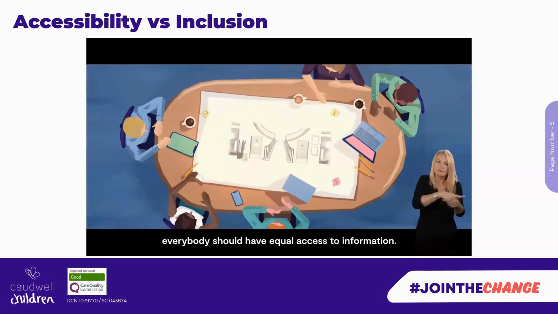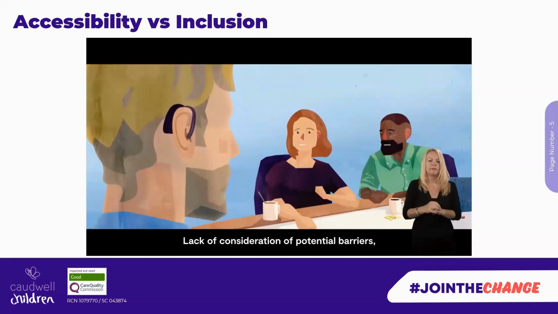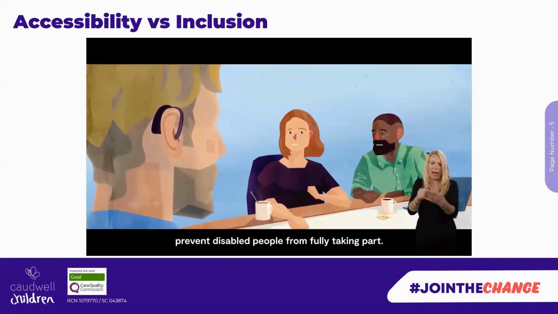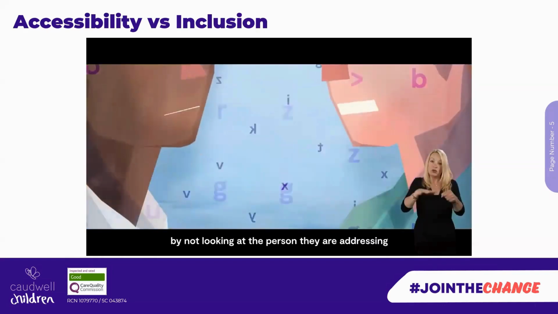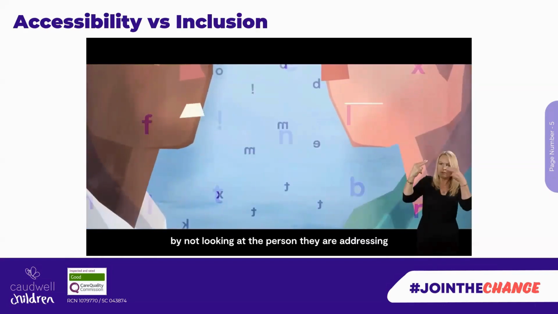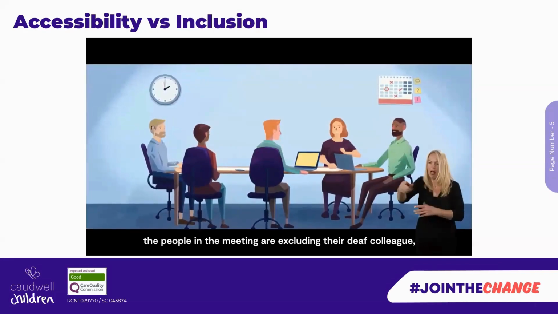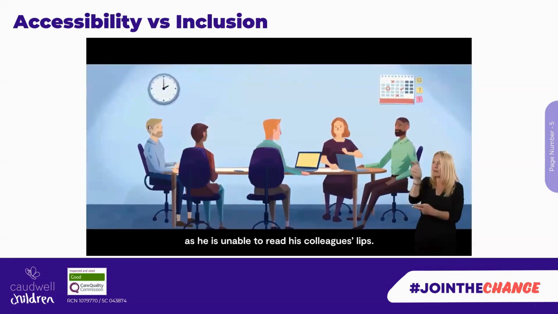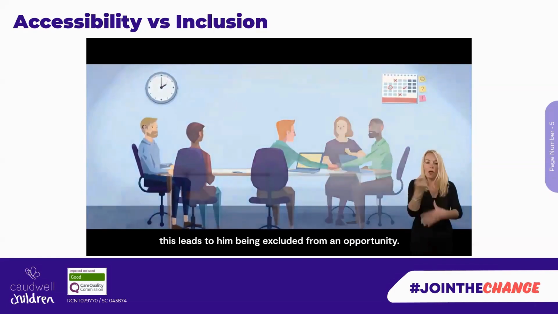In the workplace, everybody should have equal access to information. Lack of consideration of potential barriers prevent disabled people from fully taking part. In this scenario, by not looking at the person they are addressing and talking too fast, the people in the meeting are excluding their deaf colleague as he is unable to read his colleague's lips. In this case, this leads to him being excluded from an opportunity.